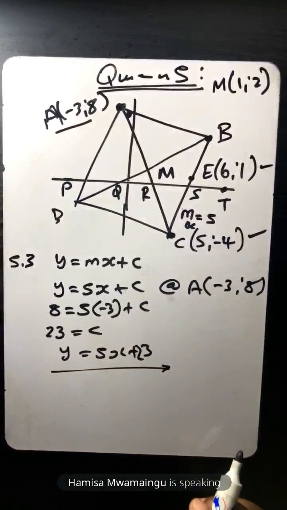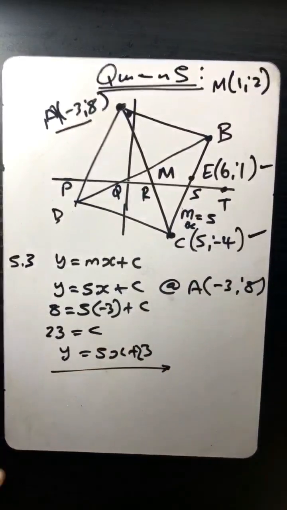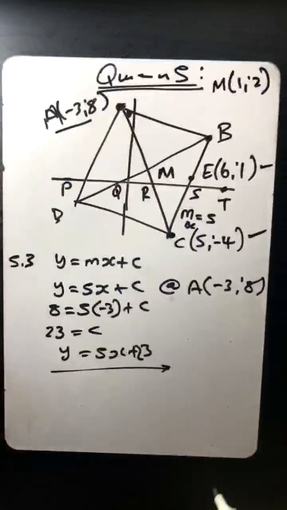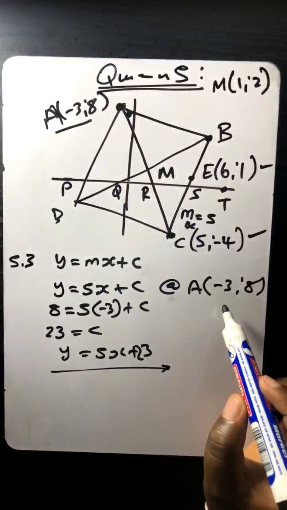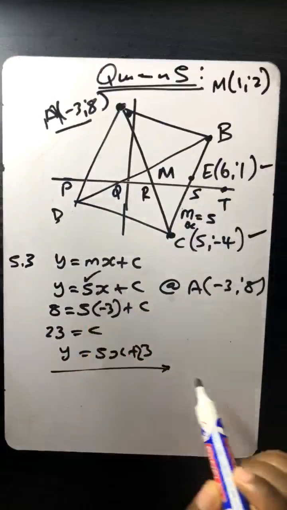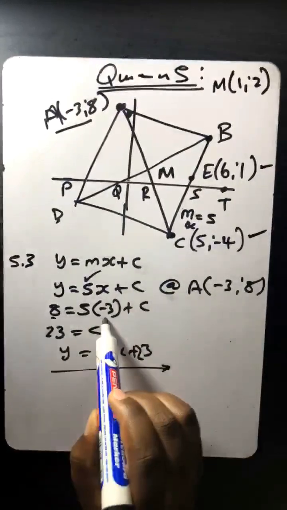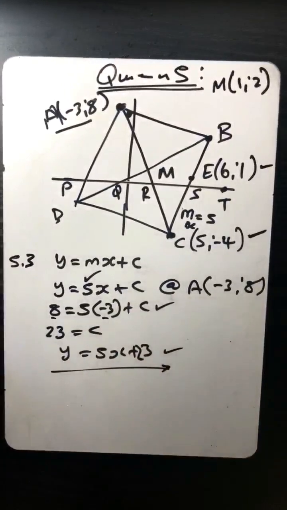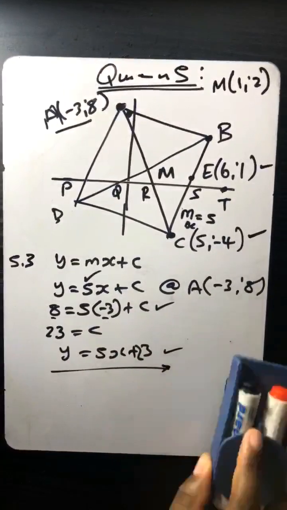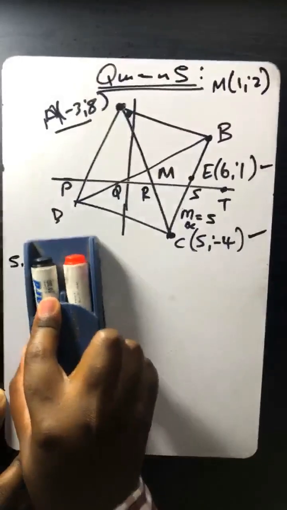Yes, sir. Okay, 100%. So how many marks? 3 marks. For knowing the gradients are equal, give yourself a mark. For correct substitution there, give yourself a mark, and then the last mark is for the formula. So now let's move on to the next question.